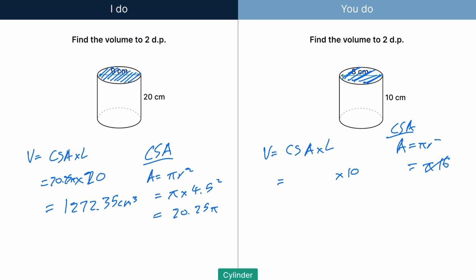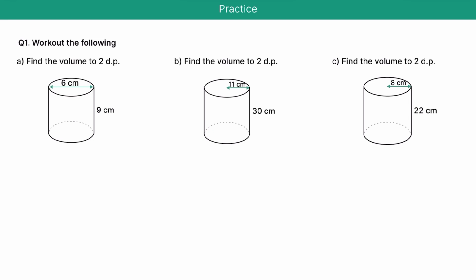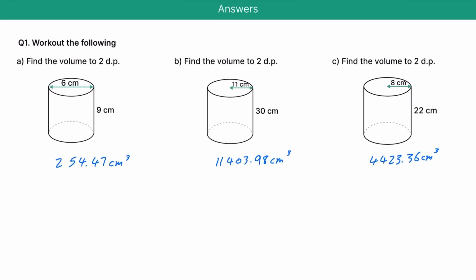So in fact, I should just write that the right way around. So that would be, just rub that off, 16 pi. So we have 16 pi times 10. And if I do 16 pi times 10, I get an answer of 502.65 centimeters cubed. So here's some practice questions. Press pause and have a go. Here are the answers. Mark your work.